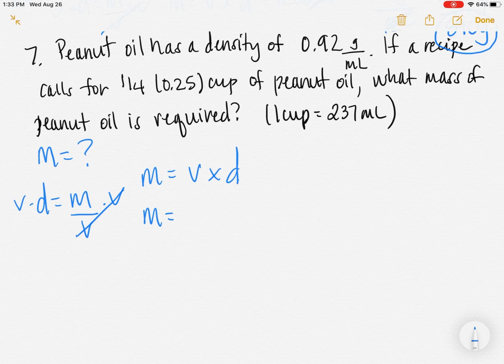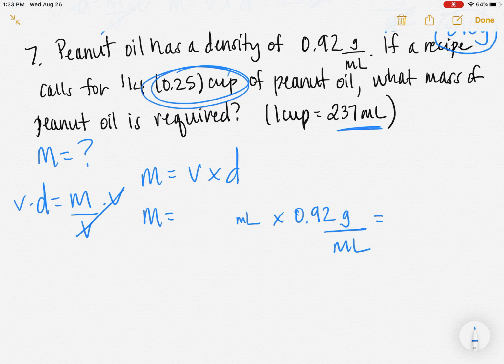Okay. So, but the question here becomes, what volume do I use? Well, they gave me a 1/4 cup, but if I put a 1/4 cup in here, my units aren't going to cancel with my density units. So let's just leave that blank for a little bit. We'll add in my density. Right? And think about this. To cancel this milliliter, I'm going to need milliliters for my volume. So that means I need to convert my 1/4 cup into milliliters.